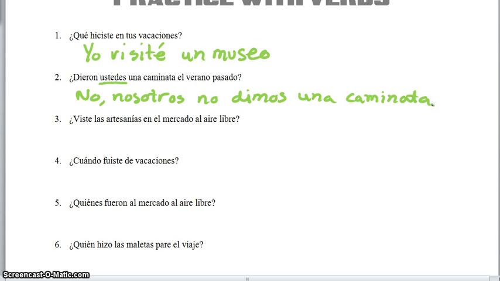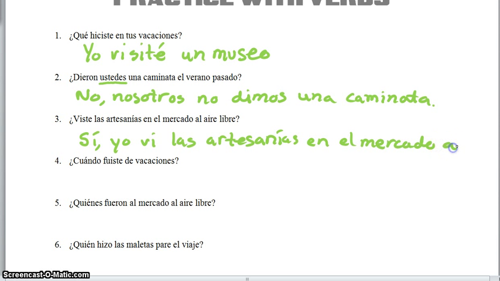Número 3. ¿Viste las artesanías en el mercado al aire libre? And once again, this is a yes or no question. So I'll just go with yes here. Sí. Yo vi las artesanías. And I'll just continue. You could just stop right here, but let's just continue. En el mercado al aire libre. This would be a more complex sentence, more complete. Yes, I saw the handicrafts in the open air market.